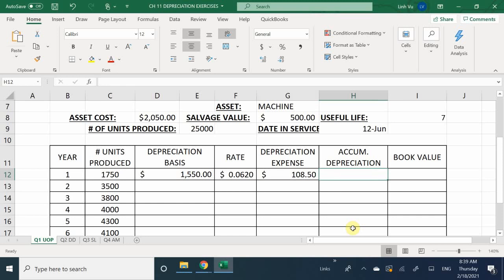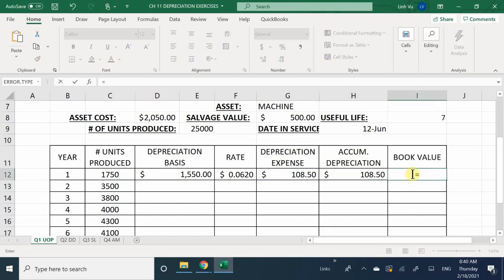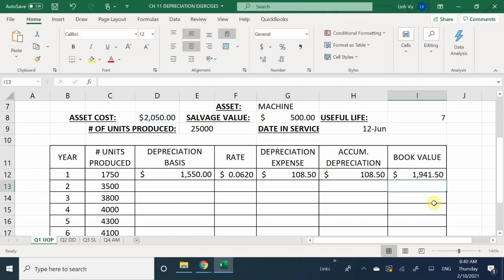Okay. So, what is going to be my accumulated depreciation for the first year? 108.50. So, what does that leave my book value to be? 1941.50. I believe we're going to subtract our accumulated depreciation from the total asset cost of 2050, right? Yes. Good. All right.